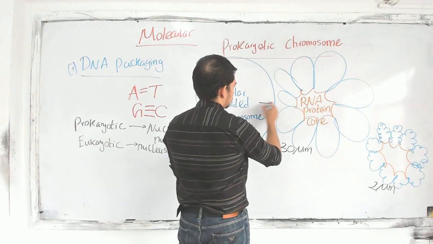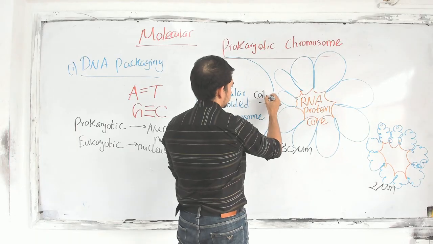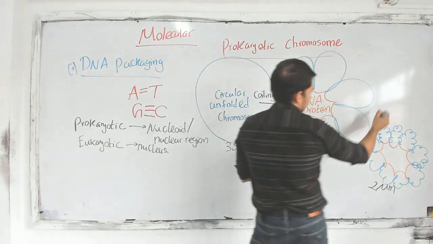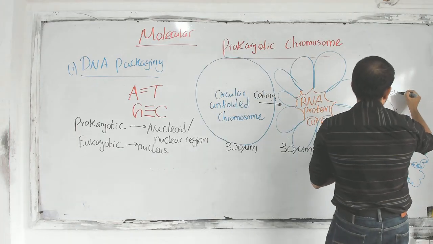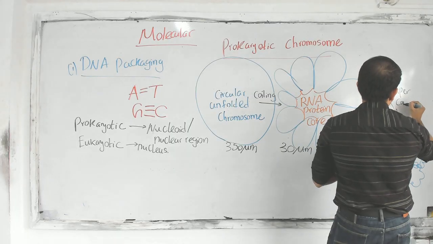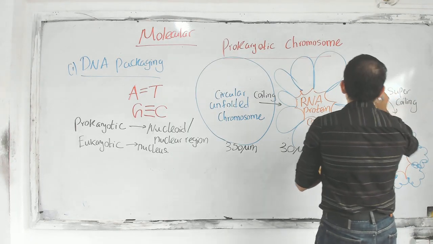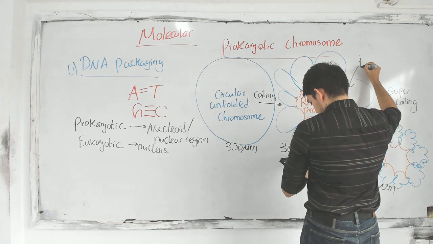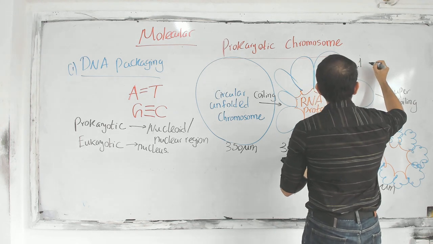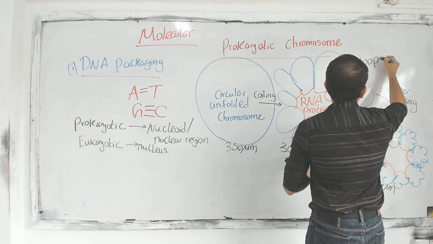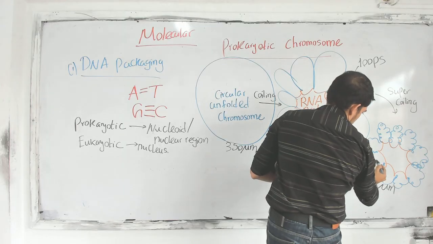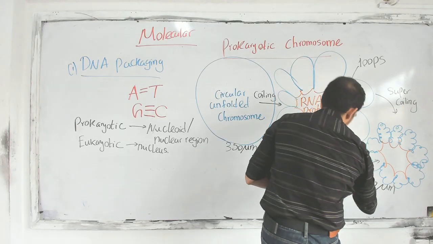So this step we call coiling. This step we call supercoiling, and these are called loops. These loops, once they have supercoiled, are called domains.